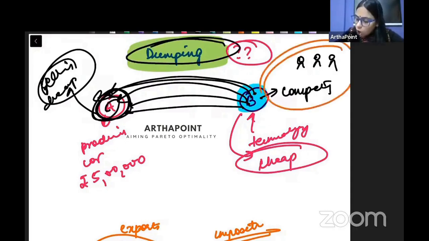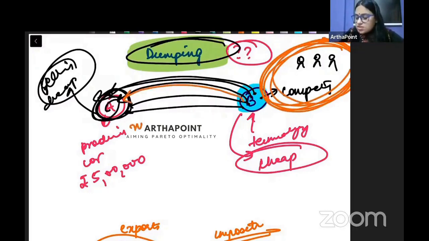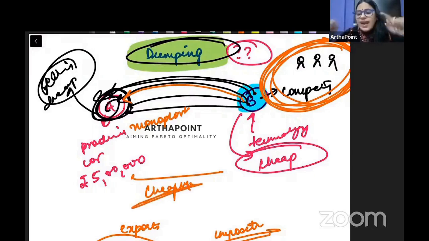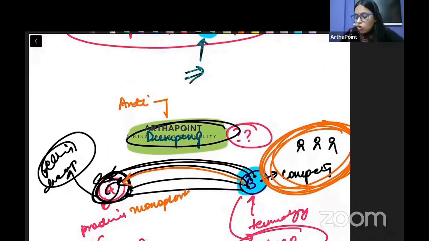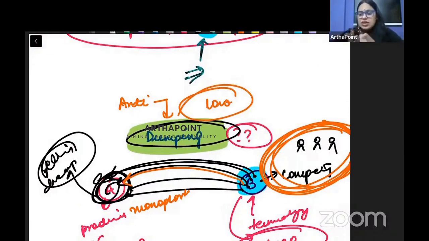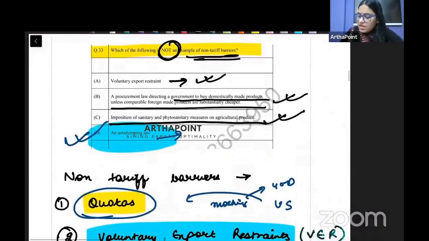You have competition in your own country, but you want to become a monopolist in the other market by selling the product very cheaply. By selling very cheaply, you create your complete monopoly there. That is dumping. Anti-dumping law means the law which avoids this dumping. The law that is against dumping is called anti-dumping law. So the correct answer to this question will be D. This is not an example of non-tariff barrier. This is a different concept altogether. It is a completely different concept, right? Okay.